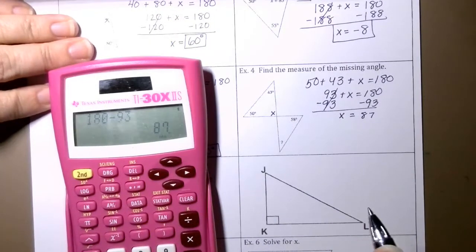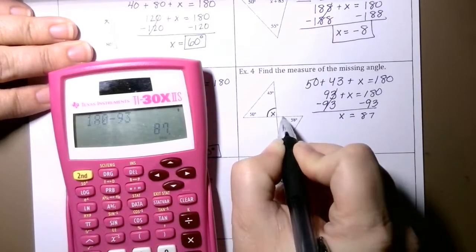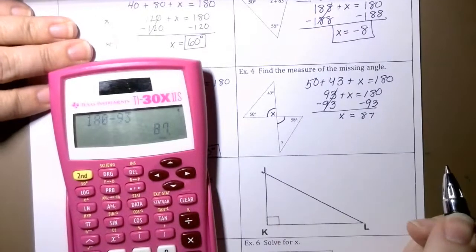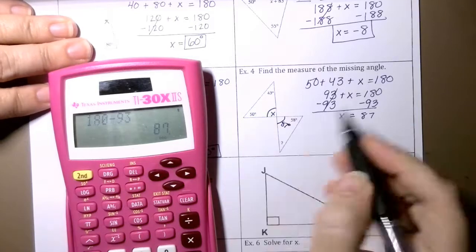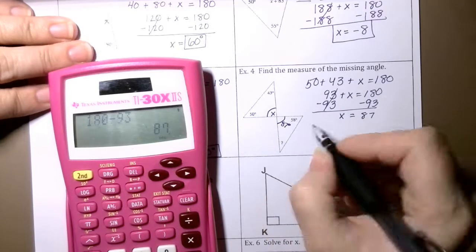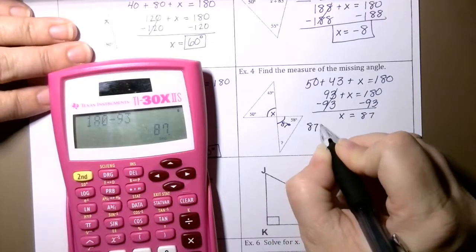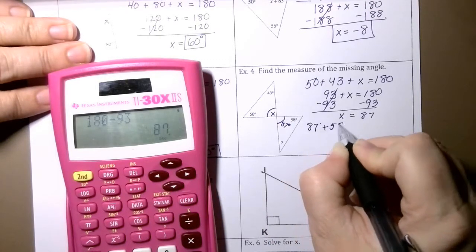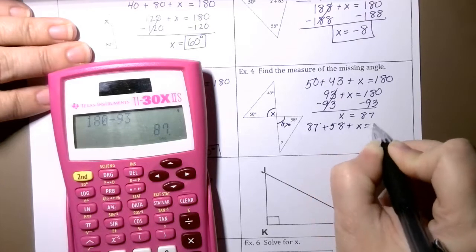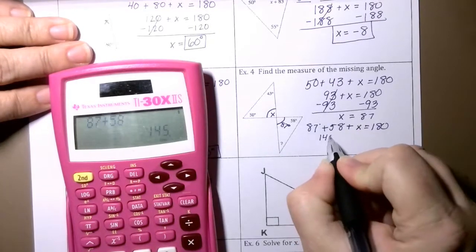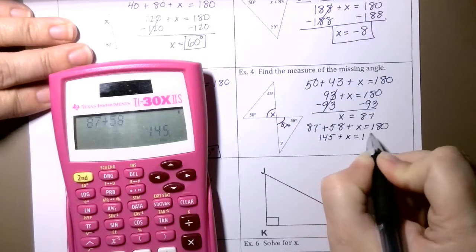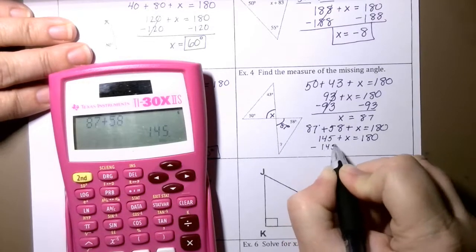What else do I know? What else kind of relationship do I have going on here? I have vertical angles, which means this angle and this angle are congruent. So if this angle is 87 degrees, guess what? That angle is 87 degrees. Now I know two of the three angles, so I can do it one more time. 87 degrees plus 58 degrees plus x equals 180. 87 plus 58 is 145 plus x equals 180. Subtract 145.